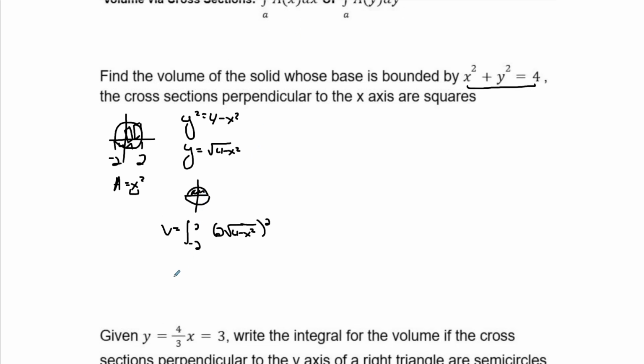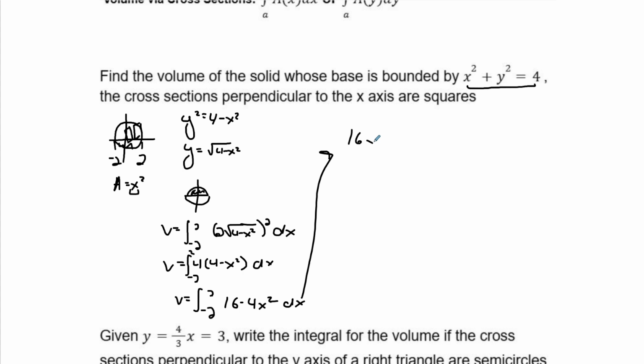So we would then write that the volume, and we should have a dx here, is going to equal the integral from -2 to 2 of 4 times 4 minus x squared dx. So we'd have that the volume equals the integral from -2 to 2 of 16 minus 4x squared dx. Right, so then let's evaluate this. We're going to have 16x minus 4x cubed over 3 evaluated from -2 to 2.